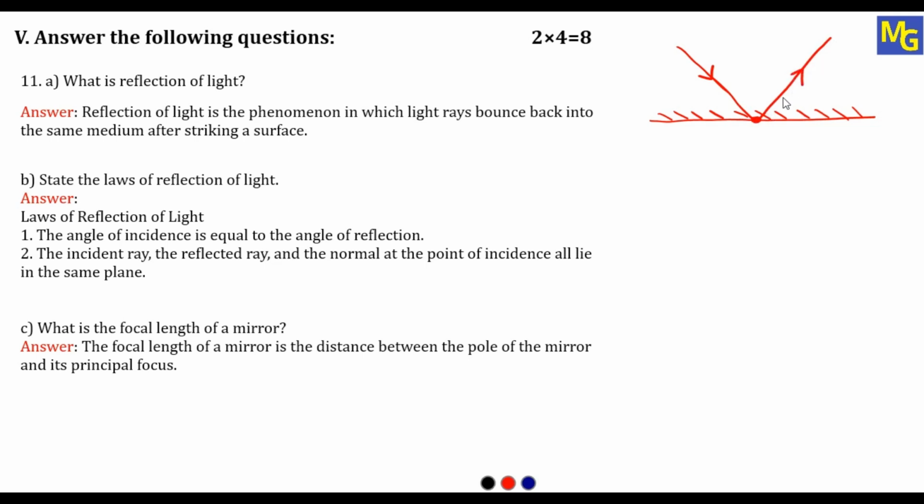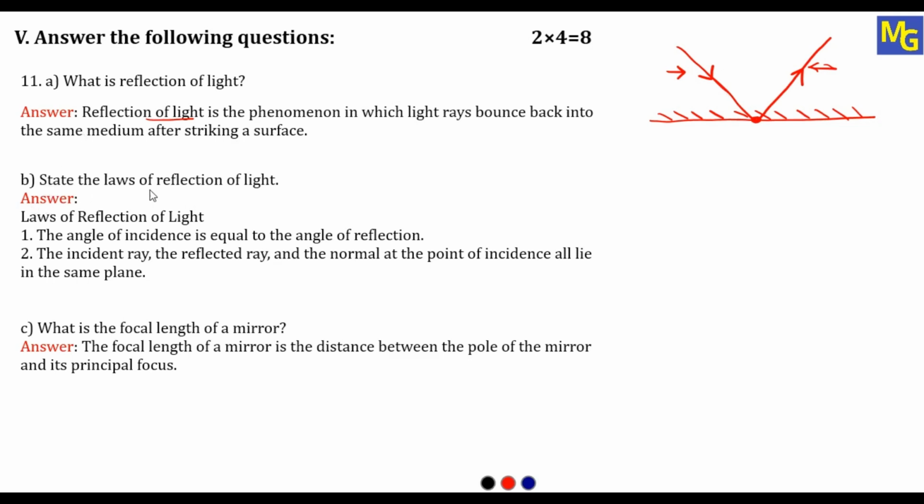You can see here this light ray is not passing through the medium, it is getting reflected, bouncing back into the same medium, and such a phenomenon is called reflection of light. So this ray is called the incident ray and this ray is called the reflected ray. So this is the answer for A. Now we will see B.